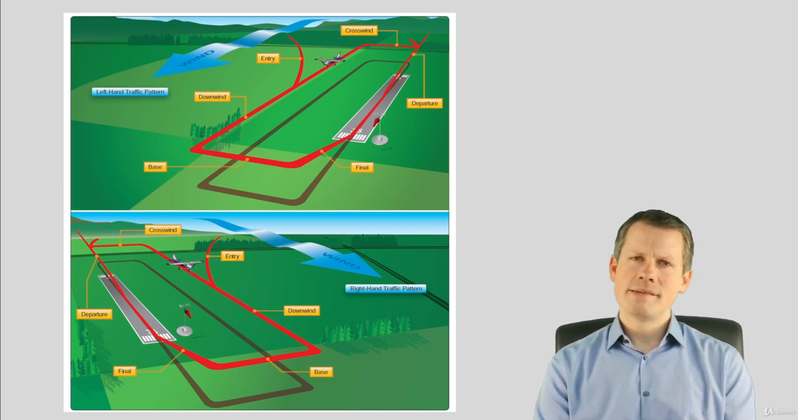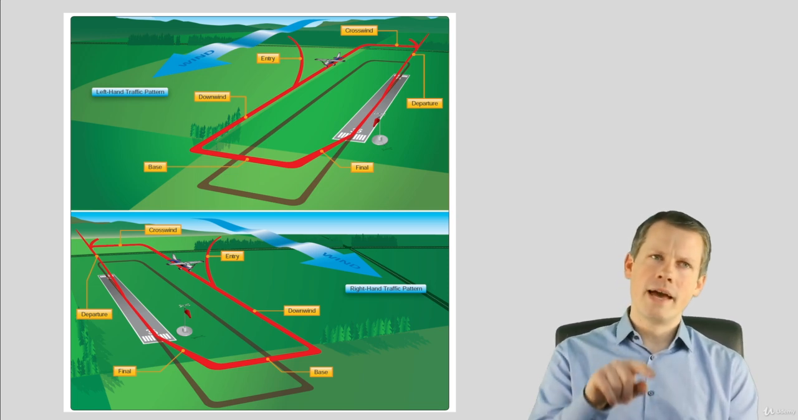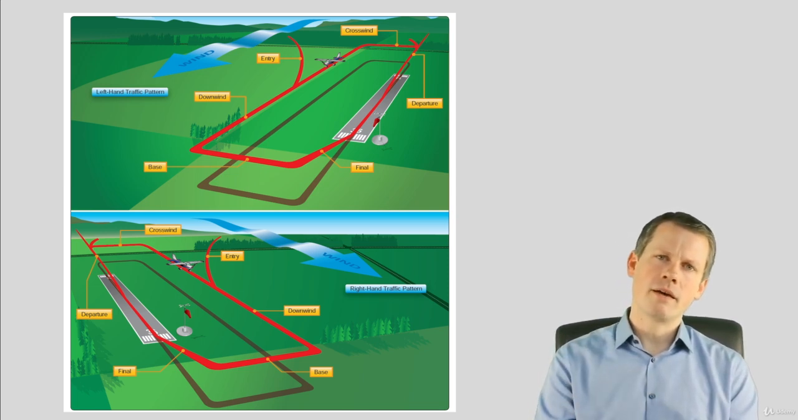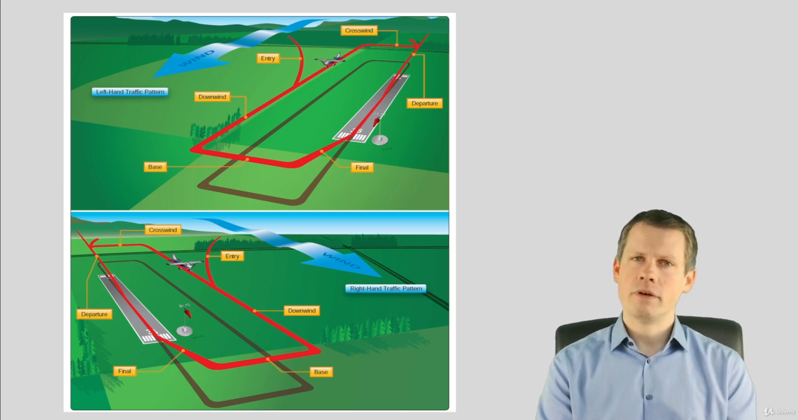Now, when turning base, this is also valid for the crosswind leg. Mind the crosswind, so always apply wind correction. If you fly the traffic pattern, it should really be a rectangle above the ground. So always remember to correct for wind.